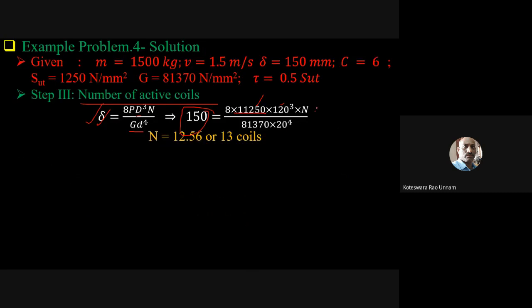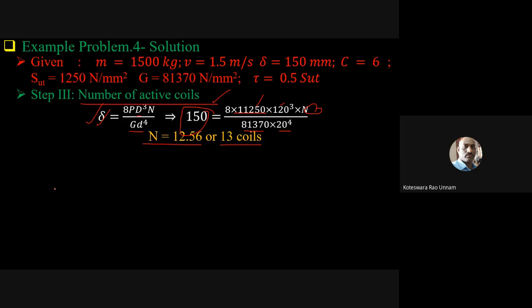Then we need to calculate N. G is given as 81370 and small d is 20. If you substitute all these and simplify, we get N is equal to 12.56, which is rounded up to 13 coils. So the number of active coils is 13.